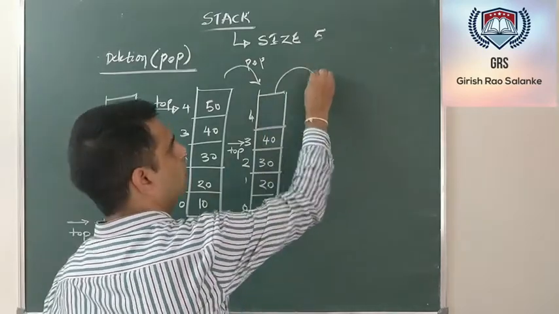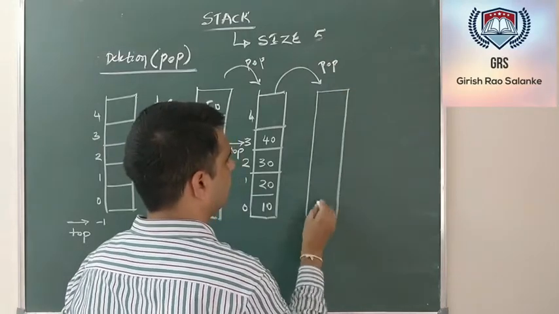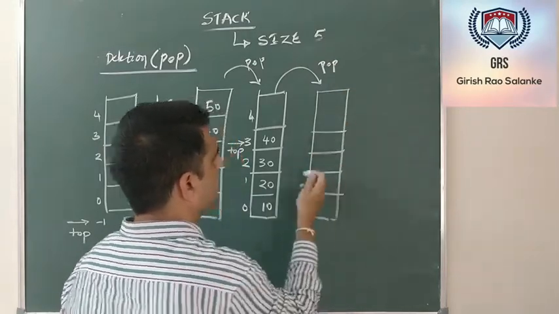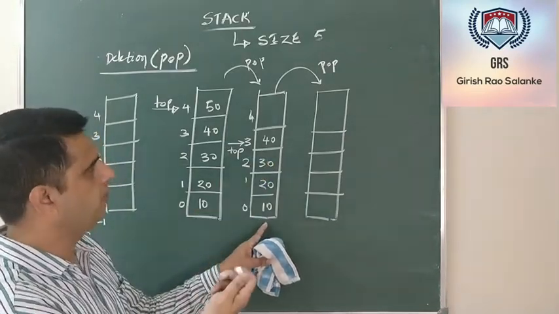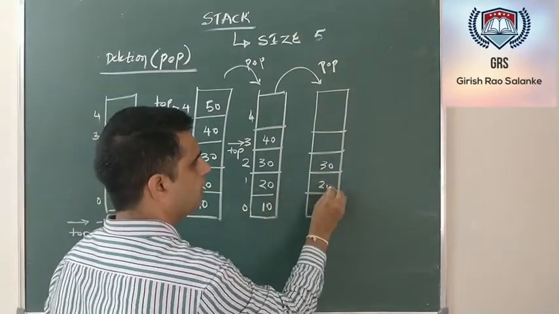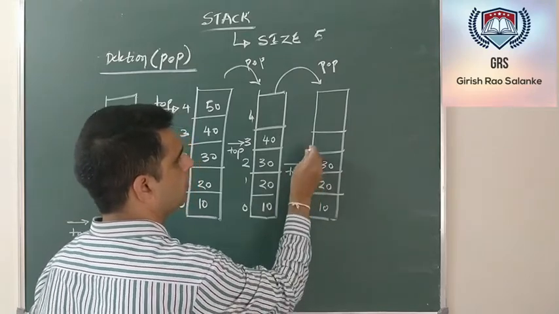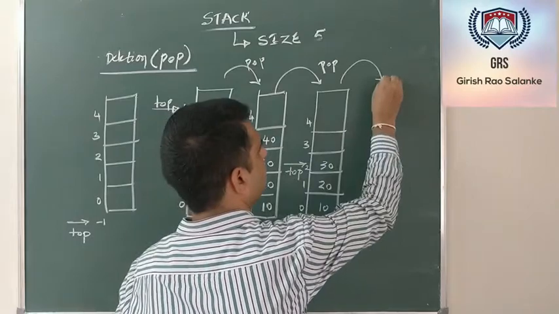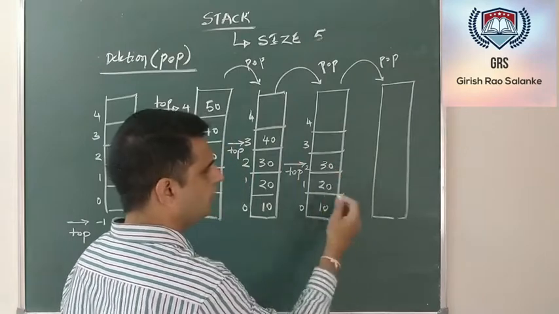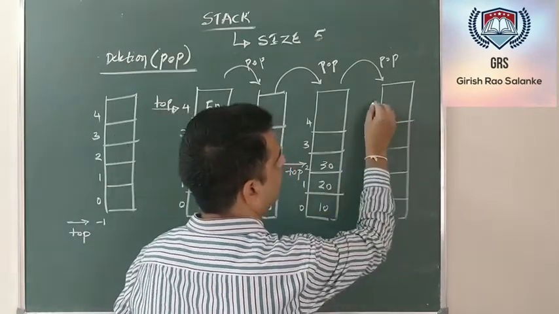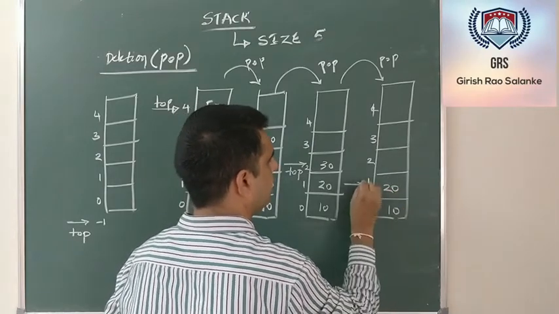On this stack, if I perform one more pop operation, it looks something like this. Now, the topmost element is 40. If I pop, 40 gets popped. So I will be left with 30, 20 and 10, and this will be my top. Now, if I perform one more pop operation, the top of stack, in this case 30, gets popped. I'll be left with only 20 and 10, and this will be my top.